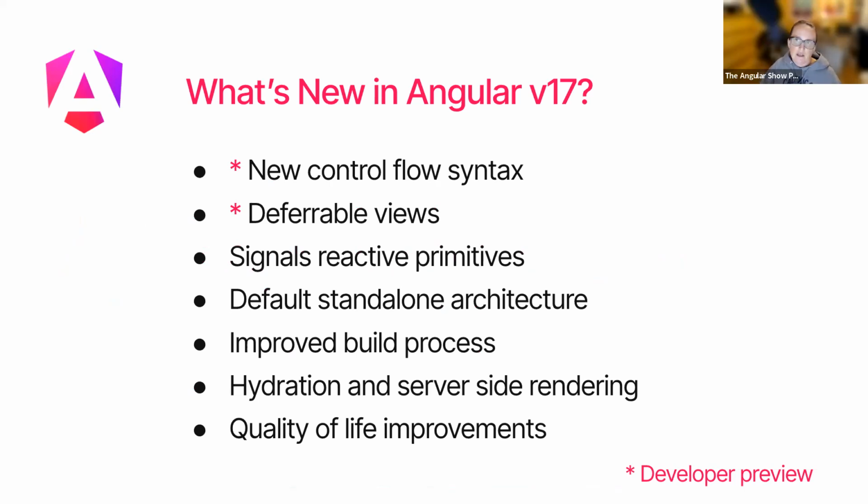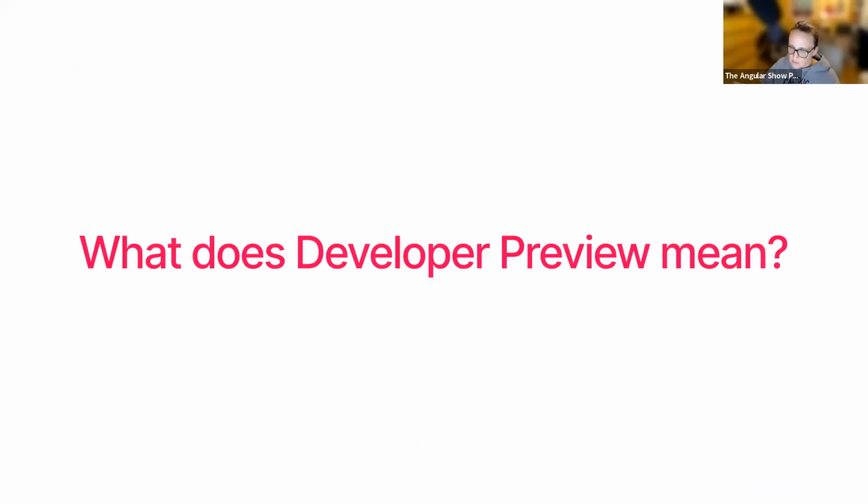So what's new in Angular version 17? We've got a new control flow syntax, deferrable views, signal reactive primitives, default standalone architecture, improved build process, hydration and server-side rendering, and some quality of life improvements. Now you may notice that the top two have an asterisk by them, indicating that those are still in developer preview. So what does developer preview mean?